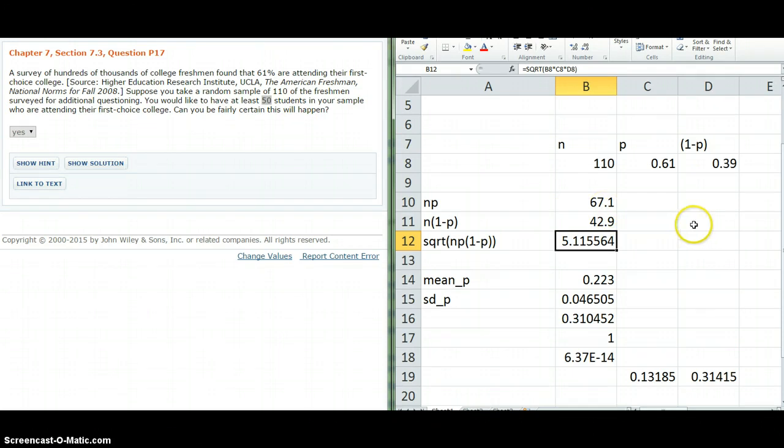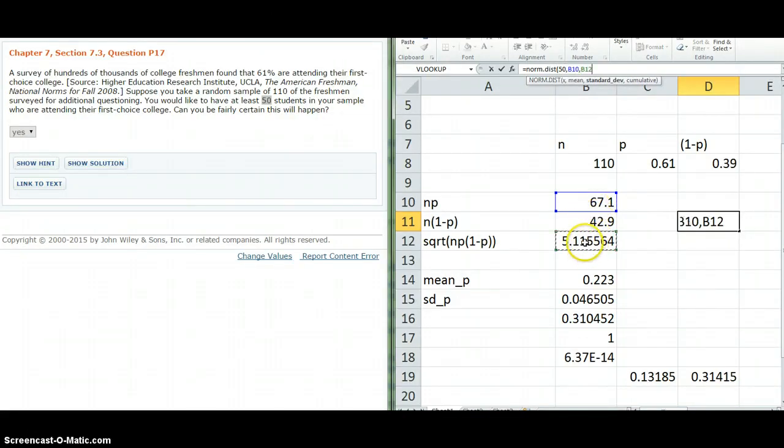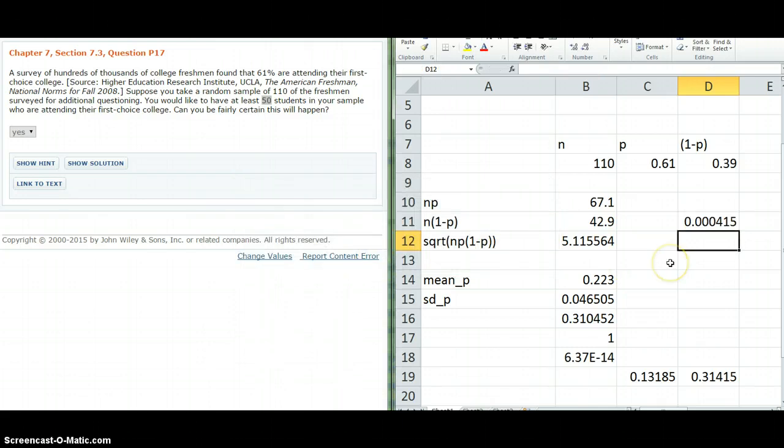So I'm thinking this is unlikely, but let me go ahead and calculate the actual distribution. Oh, sorry. Let's do normal distribution. That'll be better. And we want 50, where our mean is 67. Standard deviation is here. I think I put too many parentheses in there. And the next question to ask, is this the proportion I wanted?